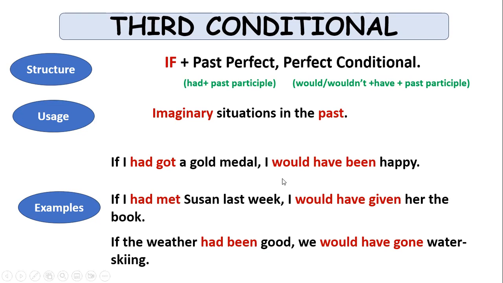You can see here that both situations are in the past and they are imaginary. Why? Because this whole situation did not happen. What does it mean? It means that actually I did not get a gold medal. I didn't. The truth is I didn't. I actually hope that it happened, but it did not. So somehow I'm showing like, kind of like, I'm regretting this.